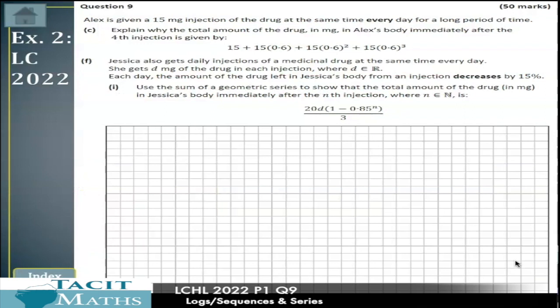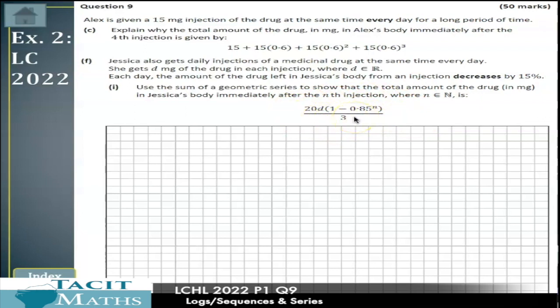Now, this one then is completely different. The big mistake that people make in this, and I mention this every time it comes up, is you're asked to show something here. We'll talk about what's happening up here in a second, but you're asked to show this formula, right?